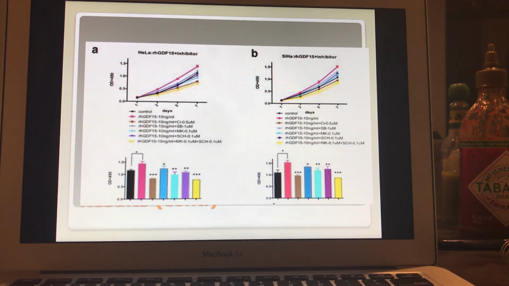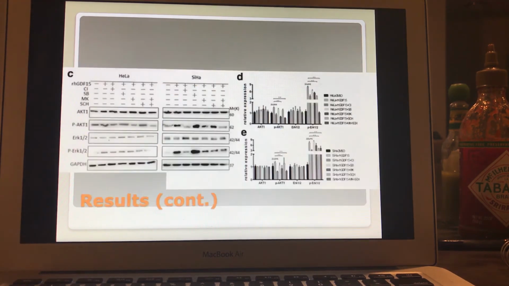And figures A and B in the MTT assay demonstrate that HeLa and CHA cell proliferation was significantly promoted by recombinant human GDF15 administration, but was inhibited by treatment with an AKT inhibitor or an ERK1/2 inhibitor. Furthermore, both the TGF-beta-R inhibitor and the ERBB2 inhibitor significantly suppressed the proliferation of HeLa and CHA cells, but the ERBB2 inhibitor had a more potent inhibitory role than the TGF-beta-R inhibitor. In figures C, D, and E, the Western blotting results showed that the expression of pAKT1 and pERK2 was decreased by the ERBB2 inhibitor treatment, but not by TGF-beta inhibitor treatment in HeLa and CHA cells.